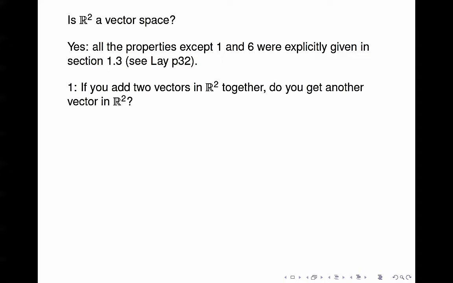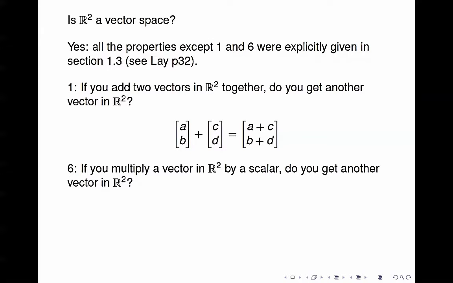So let's think about 1 and 6. Number 1, we want to know if you take 2 vectors from R2 and add them together, do you get another vector in R2? Well, here's 2 vectors in R2, (A, B) and (C, D). When we add them together, we get (A plus C, B plus D). That's another vector in R2. So the answer is yes there.